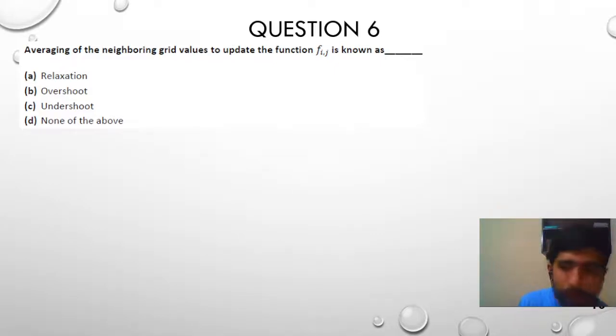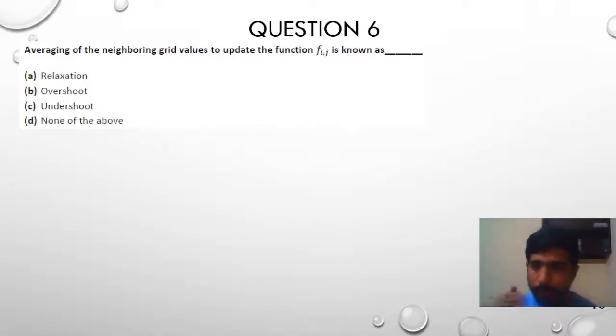Now let us try to see only one or two final questions because it's already around 8 o'clock. Okay, so averaging of neighboring grid values to update the function Fij is known as what? So what do you call this? Mainly, in the Laplace equation you do Fij is equal to 1/4 of all the other grid points. You might have seen that in the weekly content.